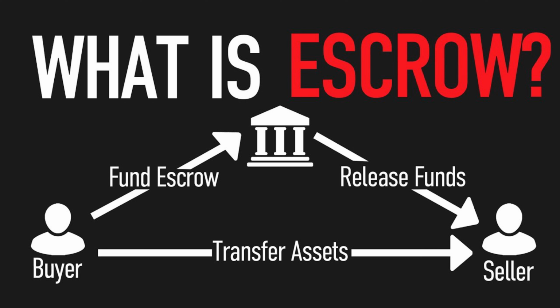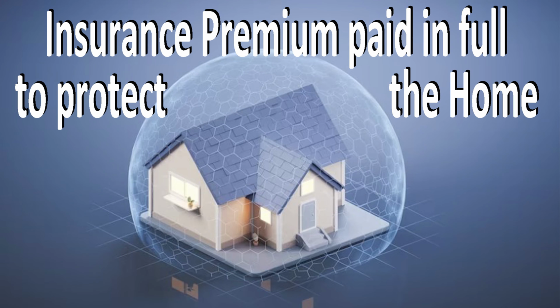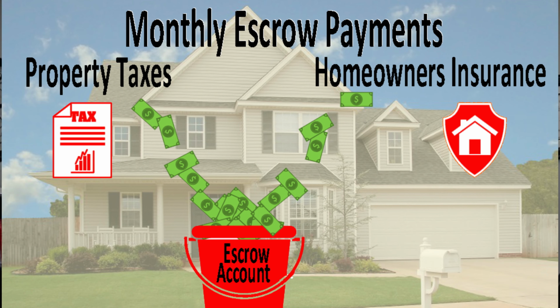Now, this process ensures you the peace of mind to know that your money is safe while the financing of your home takes place. Now, the second type of escrow account is a mortgage escrow account. This is set up by the lender at closing to collect funds for the required monthly fees such as taxes and insurance. Now, at closing, your annual insurance premium is paid in full as part of normal closing costs.